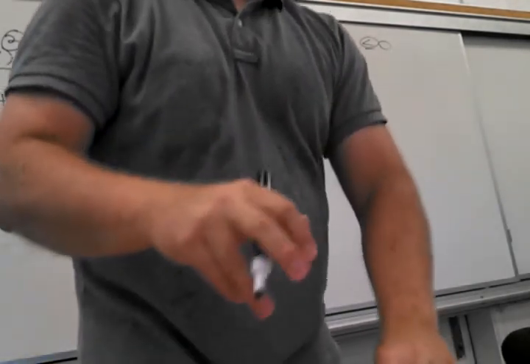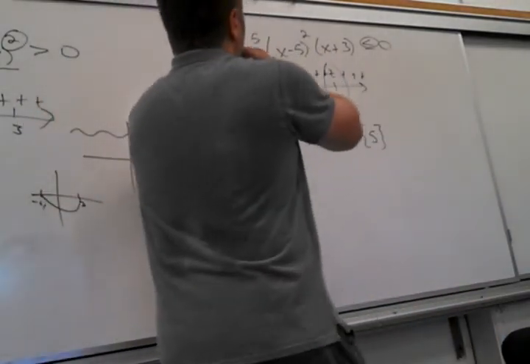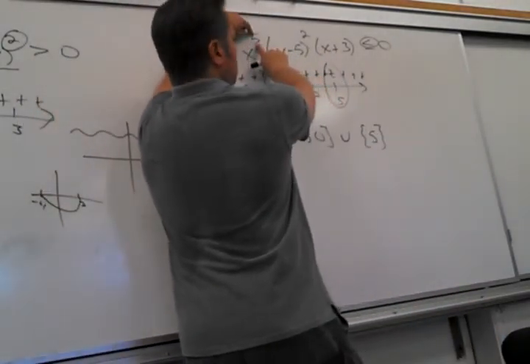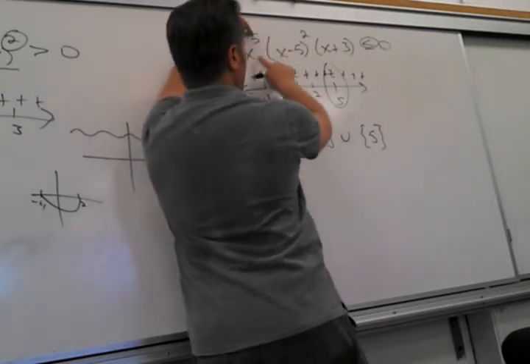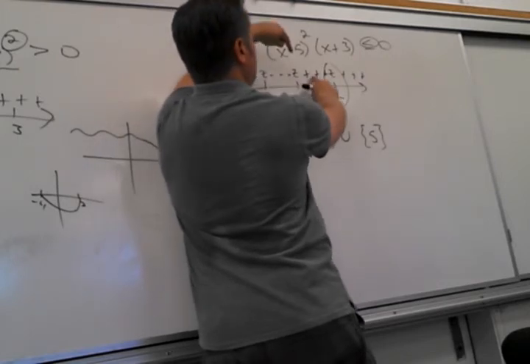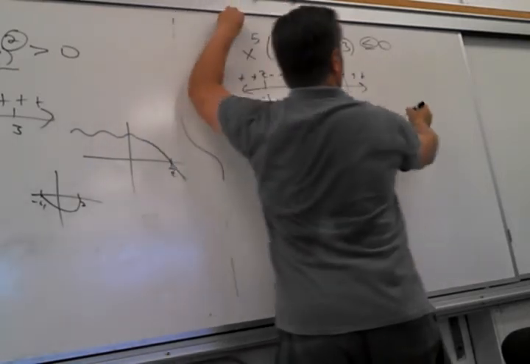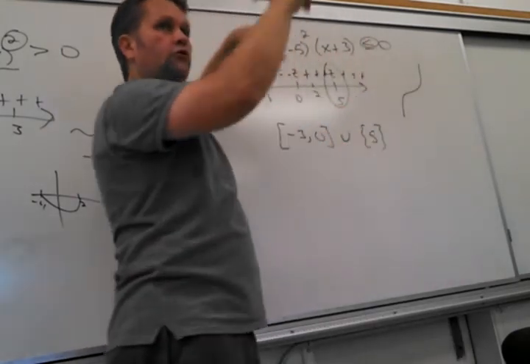Everybody's looking at the clock. Yes, sir. Could you please explain that shortcut again? Yes. Any odd power. Which one of these zeros came from this? The 0. So since it's an odd power, it's going to change signs around it. It's going to go through. It's going to be a cubish kind of thing, right? It's going to go through.